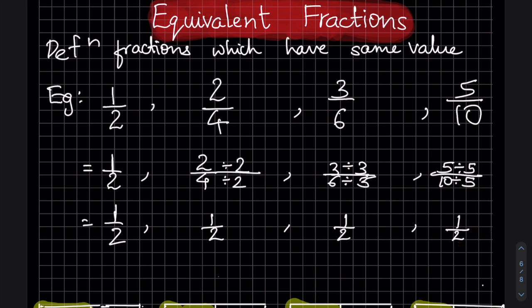So you can see the fractions 1 over 2, 2 over 4, 3 over 6 and 5 over 10 are all reduced to 1 over 2, 1 over 2, 1 over 2 and 1 over 2, which tell us that these are fractions which have the same value, though they looked different. Such fractions are called equivalent fractions.